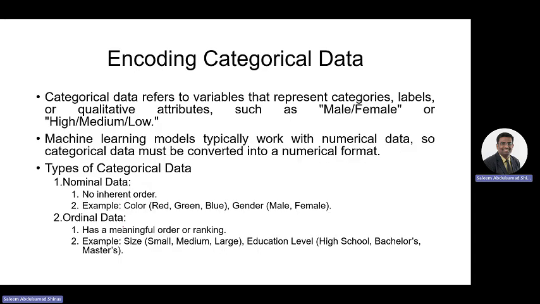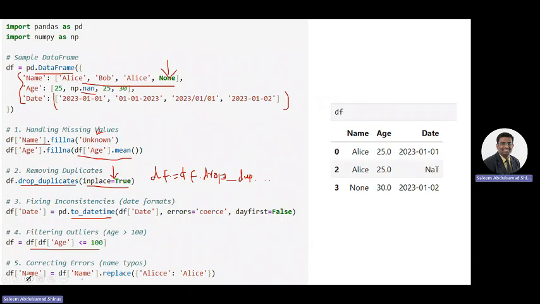Next is replacing the errors. Here you can see there is a spelling mistake in Alice. We have to correct it by using the replace method. In this way, we can correct some of the errors in our data set, but there are a lot more methods. For the time being, I just keep it small so that you can follow the complete tutorial easily.